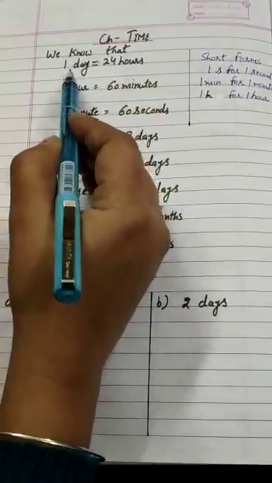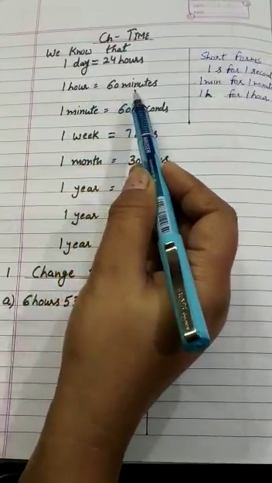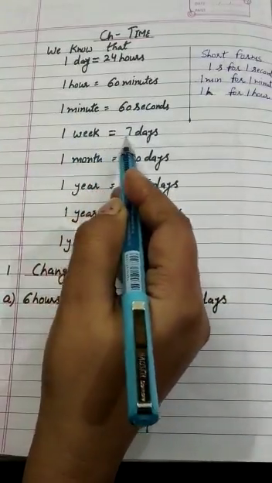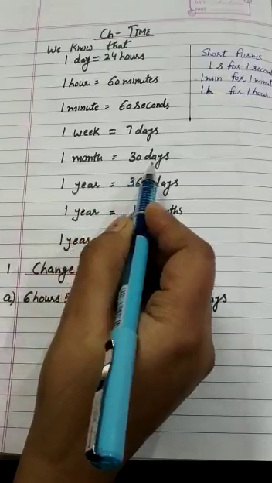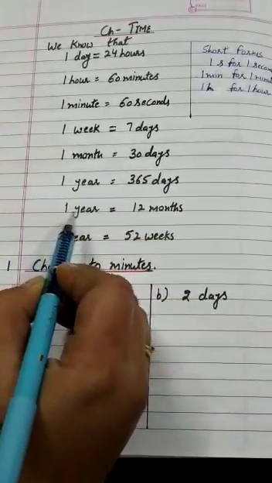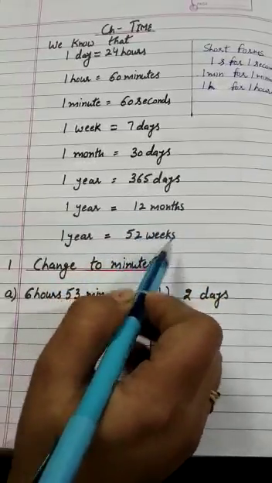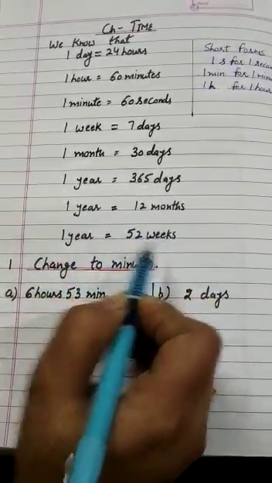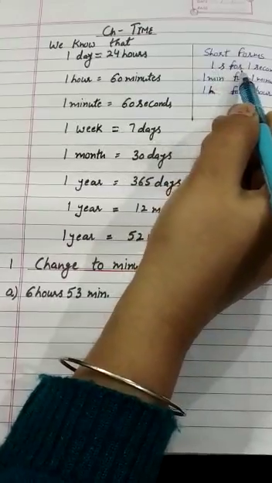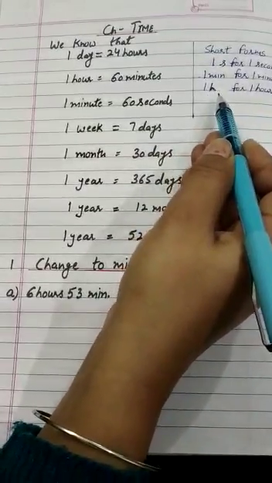As we know, 1 day is equal to how many hours? That is 24 hours. 1 hour equals 60 minutes. 1 minute is equal to 60 seconds. 1 week is equal to 7 days. 1 month is equal to 30 days. 1 year is equal to 365 days. 1 year is equal to 12 months, and in terms of weeks, 1 year is equal to 52 weeks. Okay, and short forms: 1 s for 1 second, 1 min for 1 minute, 1 h for 1 hour.